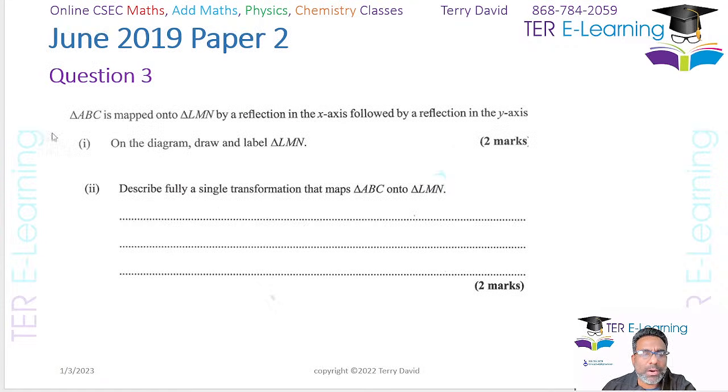They said triangle ABC is mapped onto LMN by a reflection in the x-axis followed by a reflection in the y-axis. So we have two transformations taking place here. First, you have a reflection in the x-axis, and then you have a reflection in the y-axis. What they want you to do is to locate where triangle LMN is. So let's start with ABC, and you're going to perform a reflection in the x-axis.